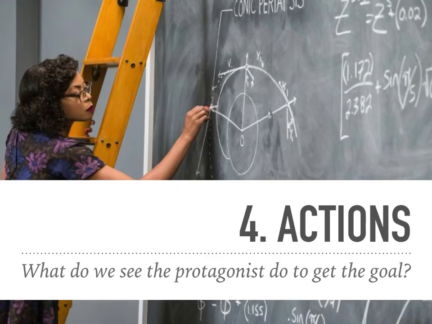Number 4 is actions. What do we see the protagonist do in order to get the goal? And early on, you're not breaking down the plot into pieces that are too small, but you do want to be able to think about the gist of the action, a big picture sense of it, so that you know what kinds of things are going to happen in your movie. And it also helps prompt you to think about whether or not there is enough that can happen in your movie, right? Do you have enough conflict to work with?